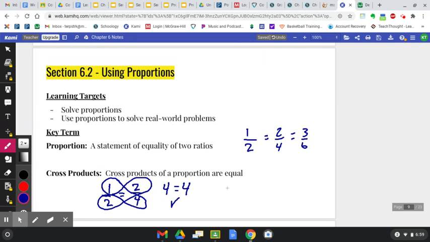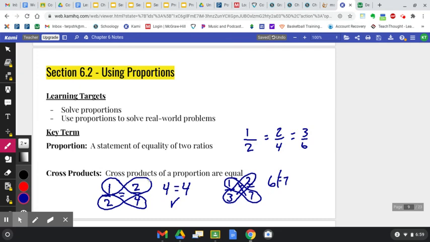For example, if they're not, like 1/3 and 2/7, if I want to check, are those proportional? 3 times 2 is 6. 1 times 7 is 7. Those are not equal. It is not a proportional relationship.